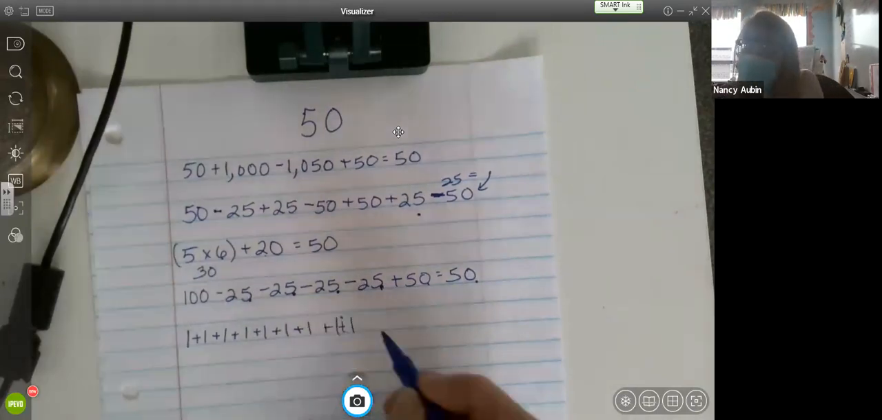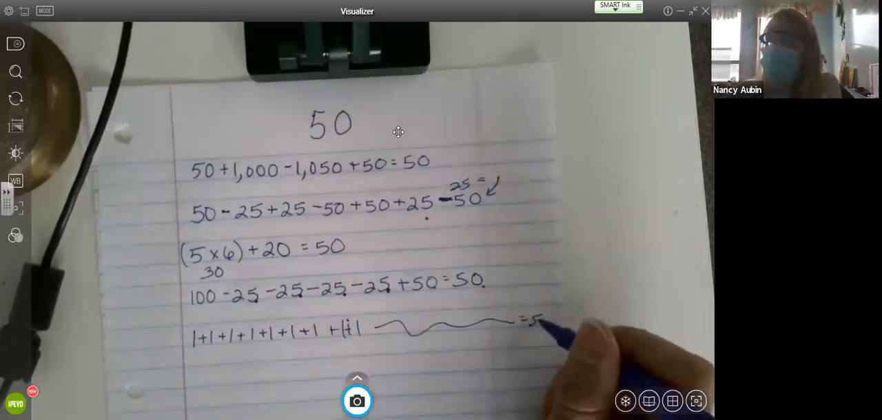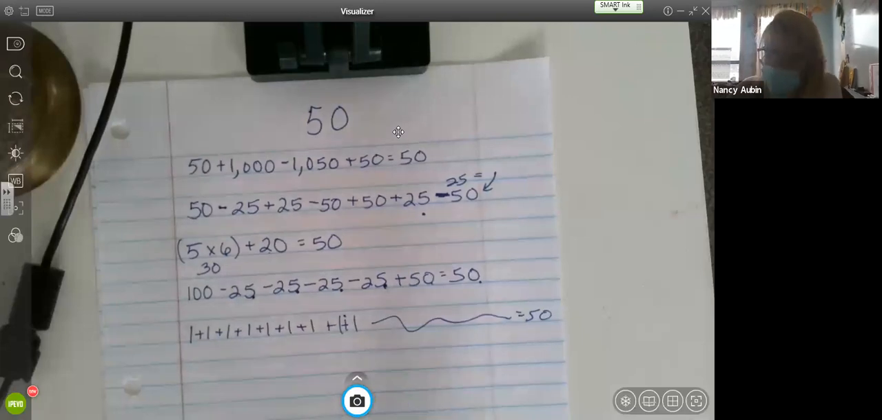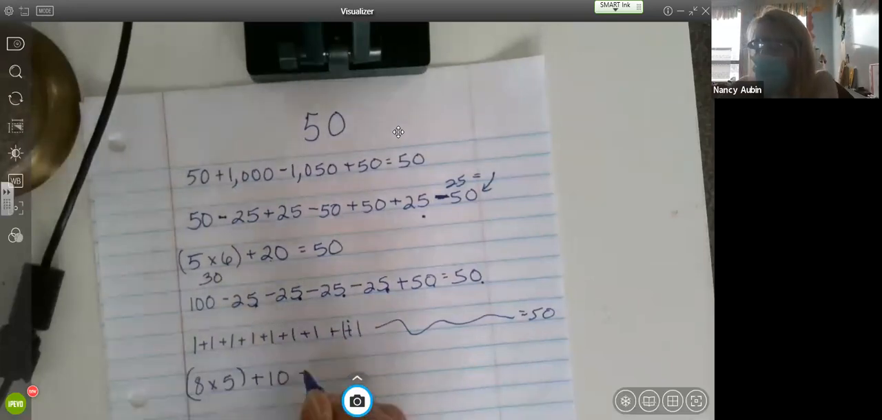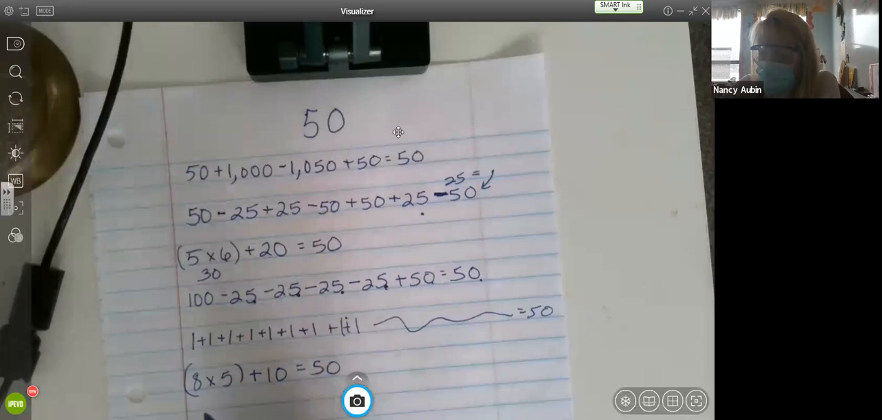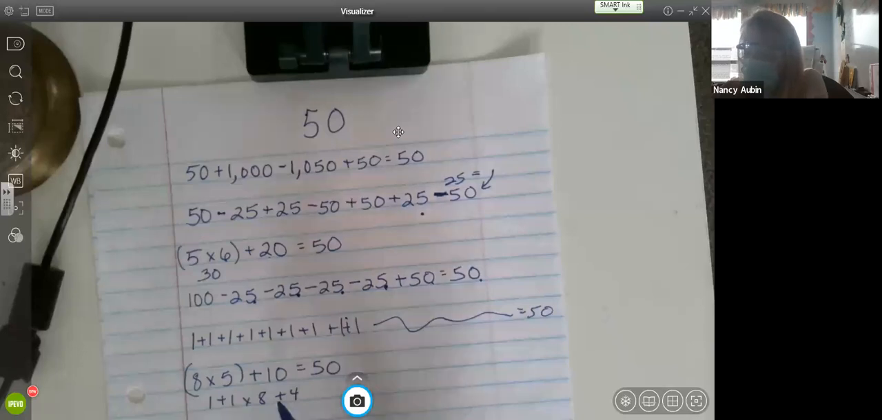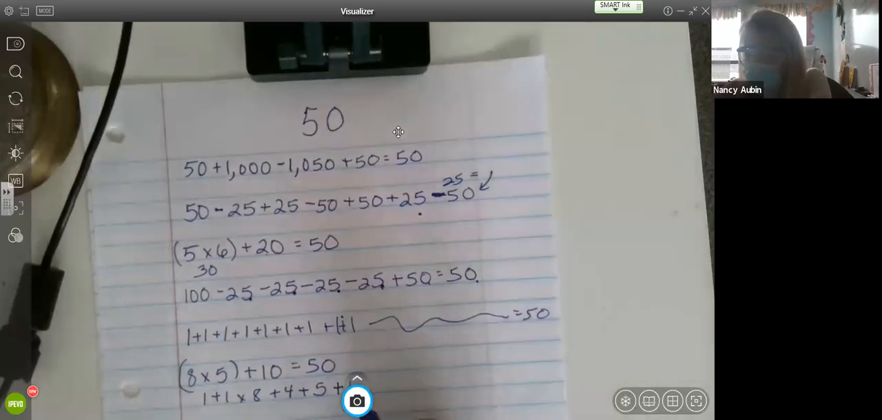Okay, so I'm not going to do that. He just added ones all the way till he got to 50. So you need 50 ones. Cooper. Ooh, we got some good multiplication in there. 8 times 5 plus 10 equals 50. Abby. 1 plus 1 times 8 plus 4 plus 5 plus 1 plus 1 times 2 plus 4 plus 5 equals 50.